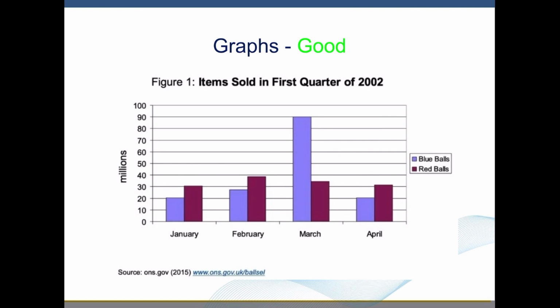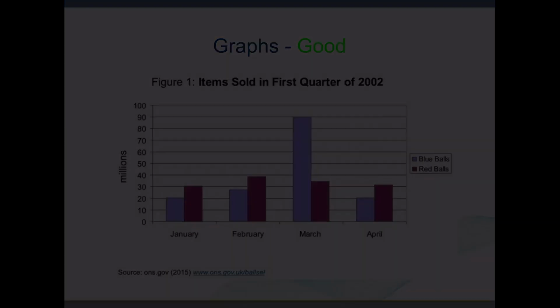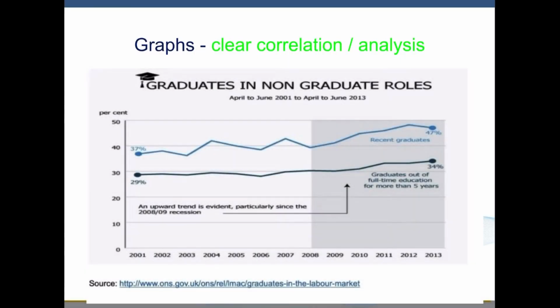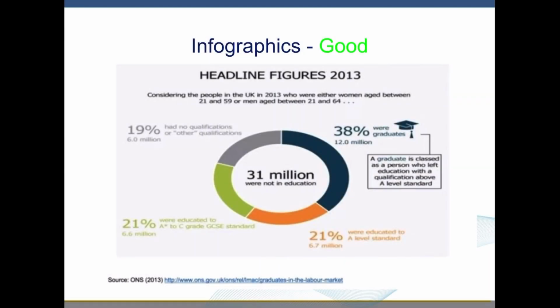Sometimes you may need to rebuild graphs and tables to simplify them, and that's what's happened here. I've rebuilt this graph in a way that's easy to distinguish the differences between the different months. In addition to having a clear correlation of the differences, you should also provide a good oral analysis to complement the graph. Infographics are also good to use.